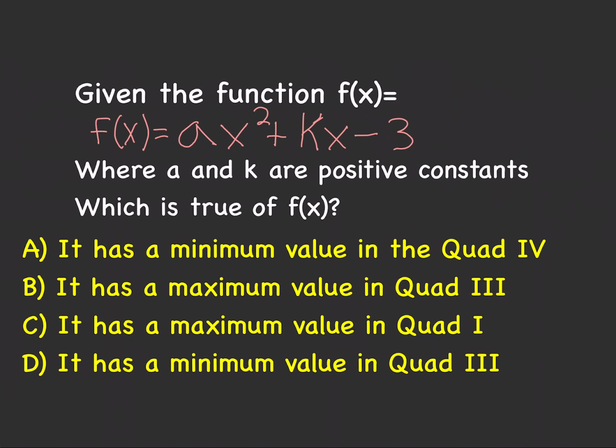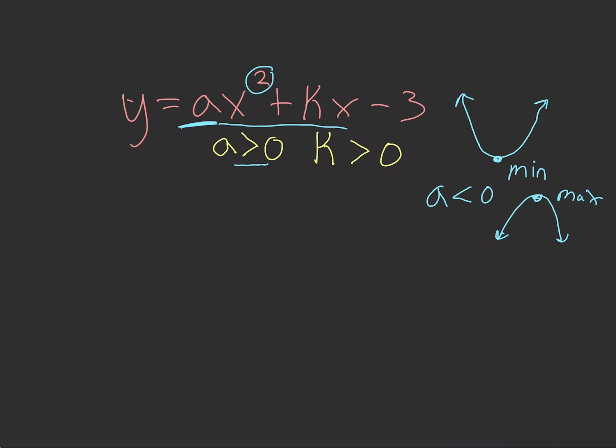So when we go back to looking at these choices, we already know, because a has to be a positive value, that it has to be a minimum, so it can't be this one, and it can't be this one right off the bat. So now we have to decide whether it's a minimum value in quadrant 4 or quadrant 3. Another thing we want to do to test these is, don't forget, you can get intercepts.